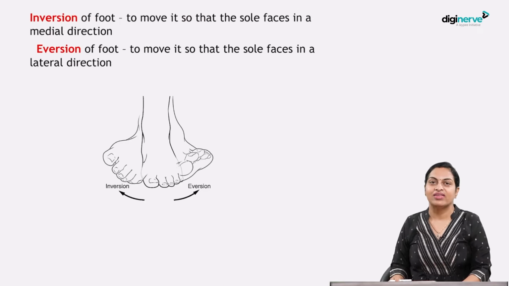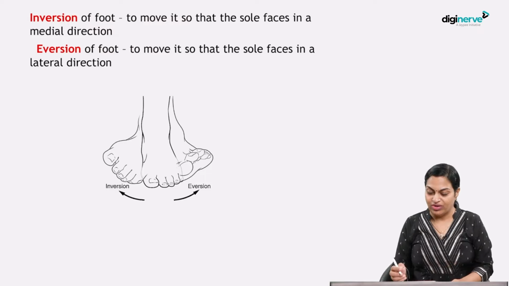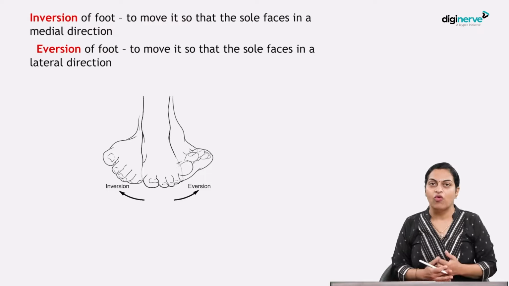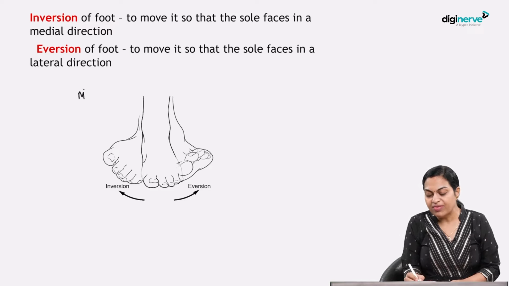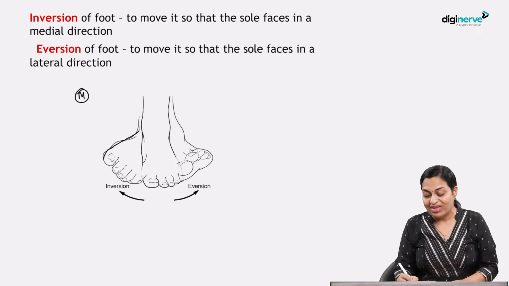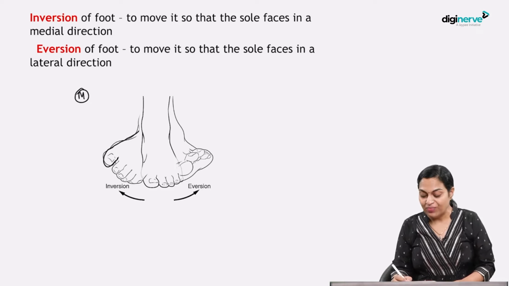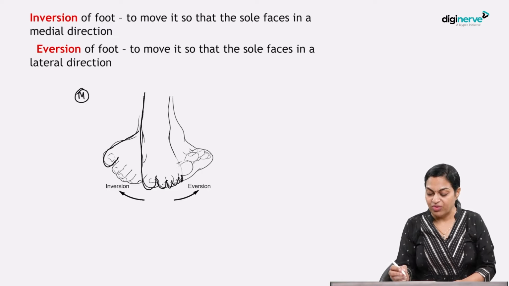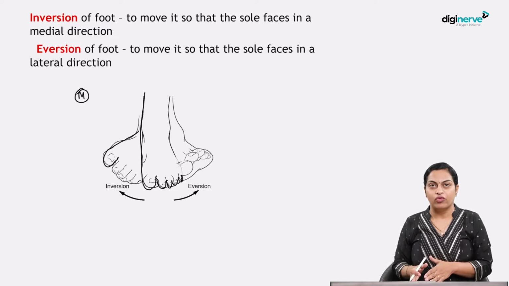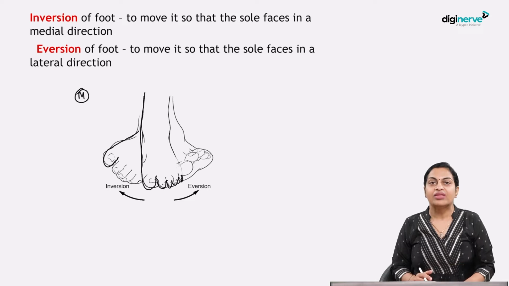Inversion and eversion, this is again taking place at the foot, right? So you know what is dorsum of foot and what is sole, right? So inversion, what is happening? So this is medial. You can see the great toe. The great toe on the foot is medial. Your little toe is lateral, right? You can make it out, right? The great toe, the little toe. So this is going to medial. When the sole of the foot turns medially, that is called inversion. When the sole of the foot is turned outwards, then that is called eversion.